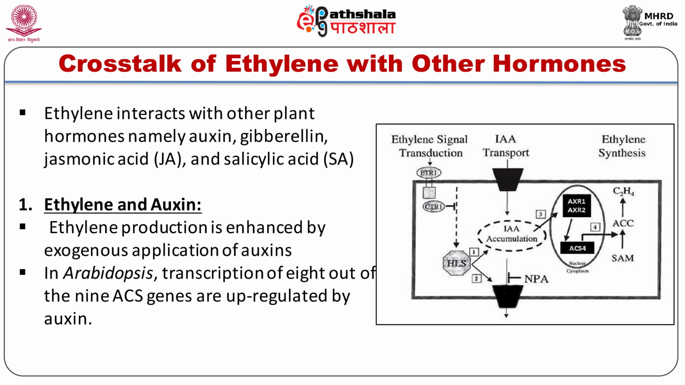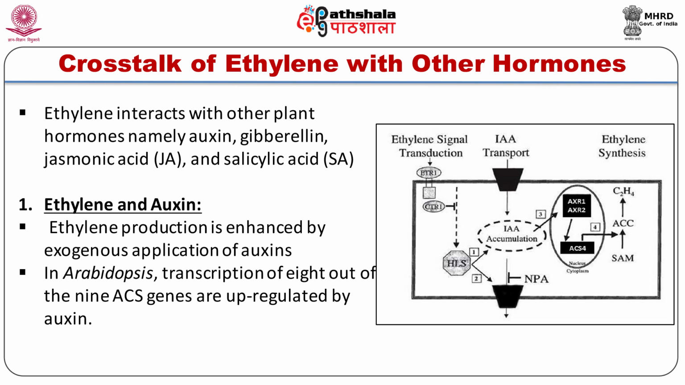Ethylene production is enhanced by exogenous application of auxins. Auxin upregulates the expression of ACC synthase 4 via modulating the expression of AXR1 and AXR2 and induces ethylene biosynthesis in Arabidopsis. However, in mung bean it enhances the expression of both ACC synthase and ACC oxidase. In Arabidopsis, transcription of 8 out of the 9 ACS genes is upregulated by auxin. On the other hand, ethylene regulates auxin level and auxin transport.